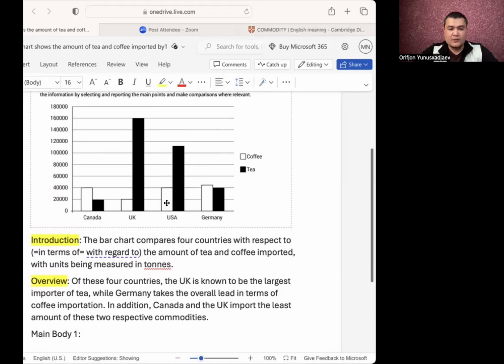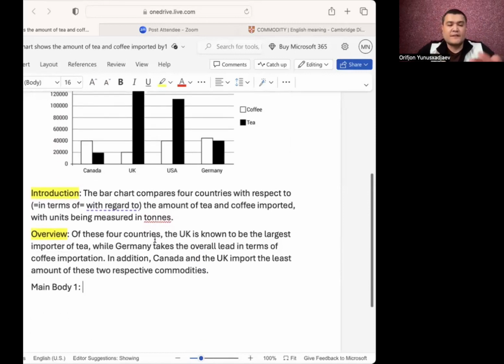So Canada, USA, and here it's better, I think, to write down about Germany as well, because the amount of Germany imports accounts for 40,000 tons as well. All right, so we will combine all of these three points within one sentence. And how do I start my first main body? Again, there are thousands of different ways. Like I said before, one expression doesn't give you a high score. It's all about the meaning that you provide in your essay.